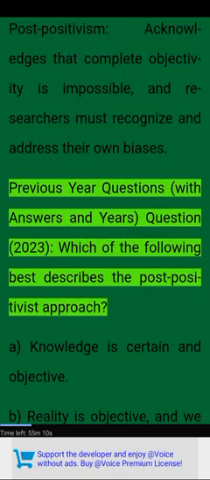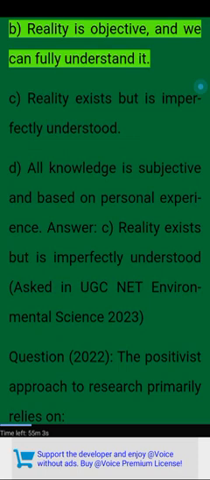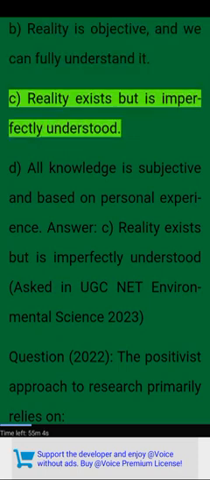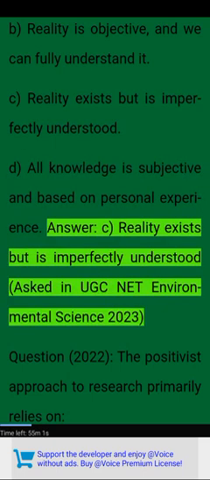Previous year questions with answers in years. Question 2023. Which of the following best describes the post-positivist approach? A. Knowledge is certain and objective. B. Reality is objective, and we can fully understand it. C. Reality exists but is imperfectly understood. D. All knowledge is subjective and based on personal experience. Answer: C. Reality exists but is imperfectly understood. Asked in UGC NET Environmental Science 2023.